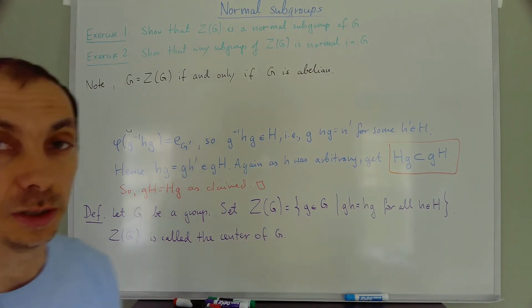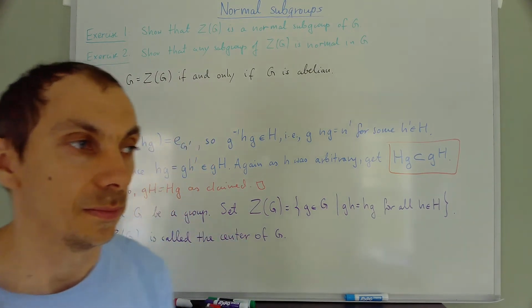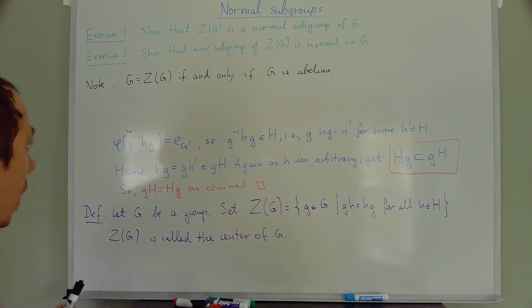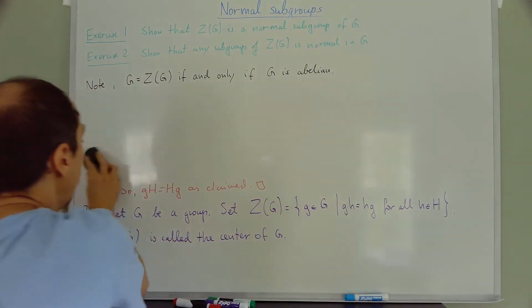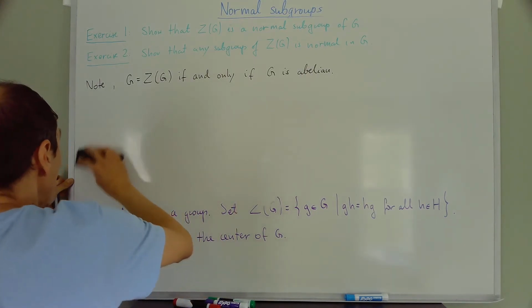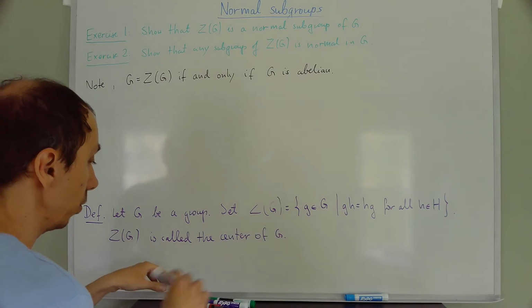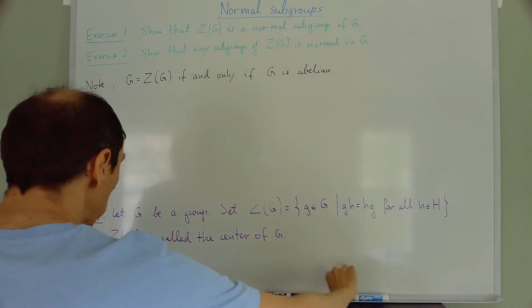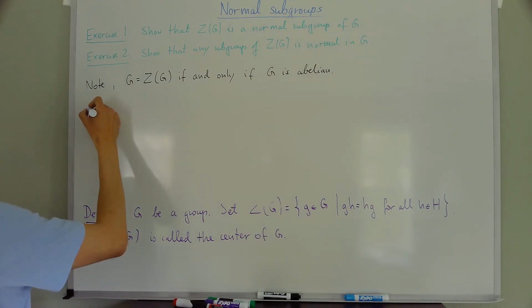But for other groups that are non-abelian, they may have a center, so elements that commute with everything. I wanted to give one more example, or actually two more examples of normal subgroups, but they're all related to the same group. So I'm going to make a definition here.